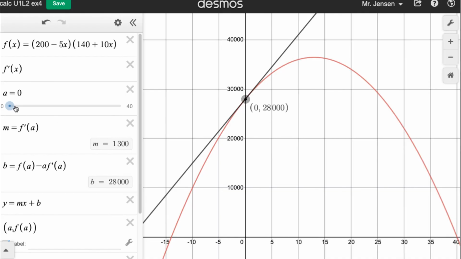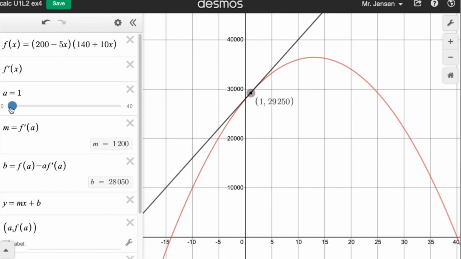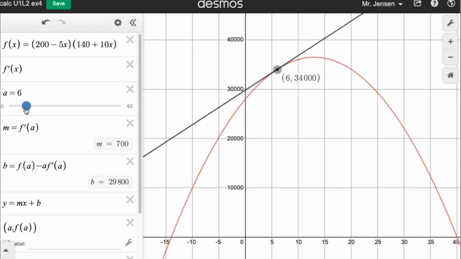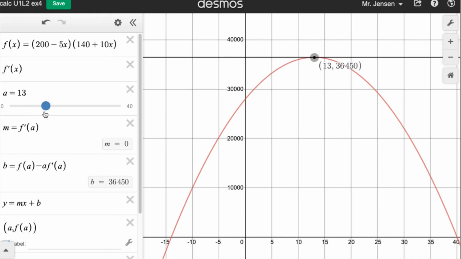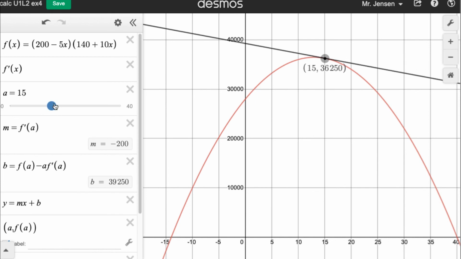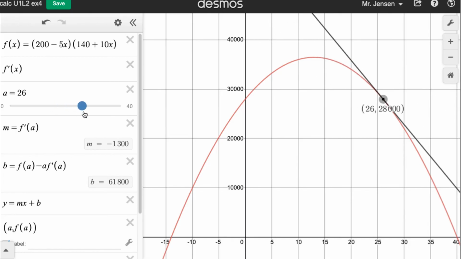But notice, if they increase the price, along the x-axis is number of price increases by $10. So if they increase the price once, the revenue is going up, up, up. The revenue keeps going up until we get to 13 price increases. That's when the revenue is at the highest. The revenue is at $36,450. After that, if they increase the price again by $10, the revenue, the red function, starts coming back down.